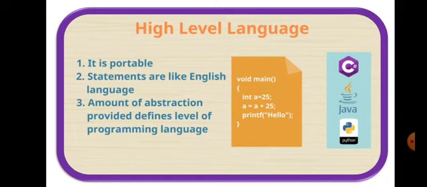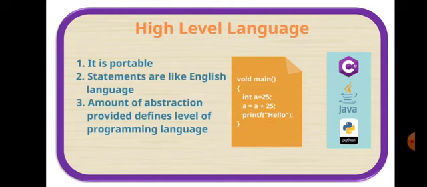In the next slide, it is all about high level programming language. The first point is that it is portable. Now what do you mean by portable, children? Portable means it can be easily carried to another place. That is, the program you have written can be accessed on another computer as well. Number 2, statements are like English language. As it is clearly given here, this is written in simple English. It is not written in zeros or ones, so it is easily understood by human beings.